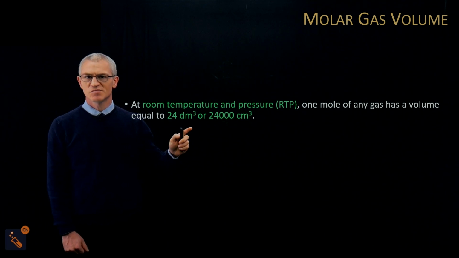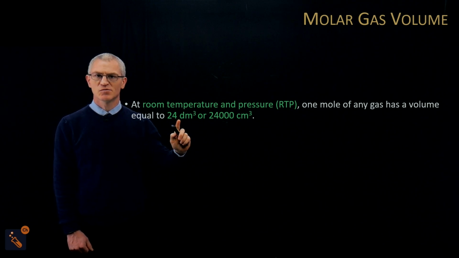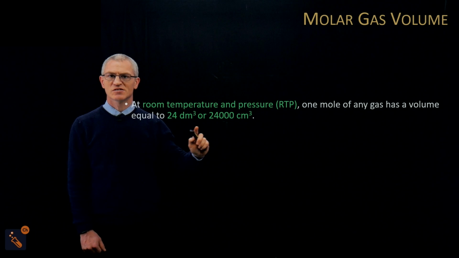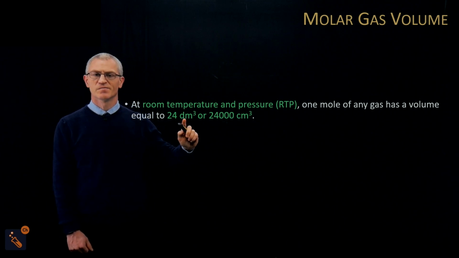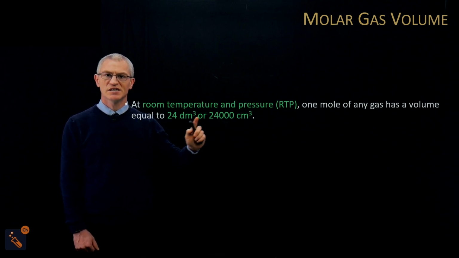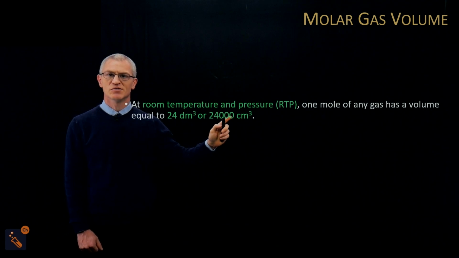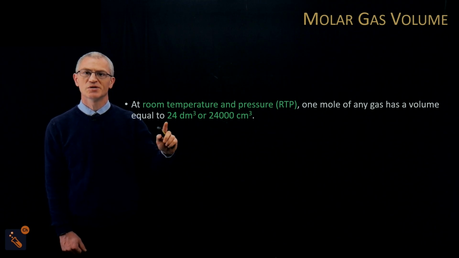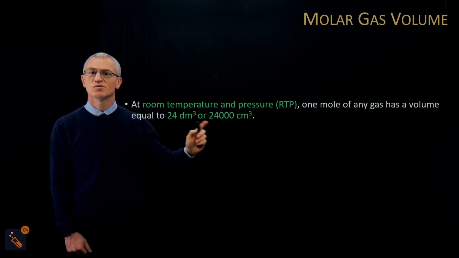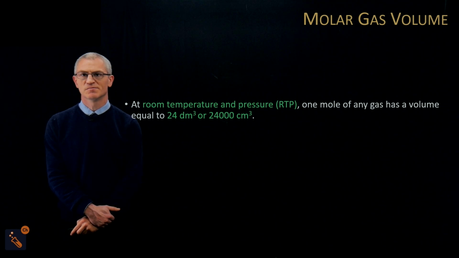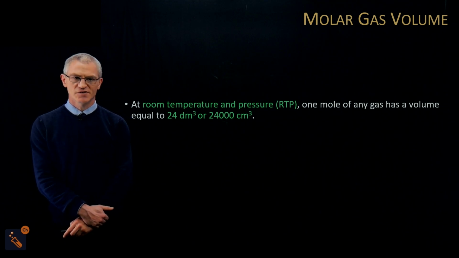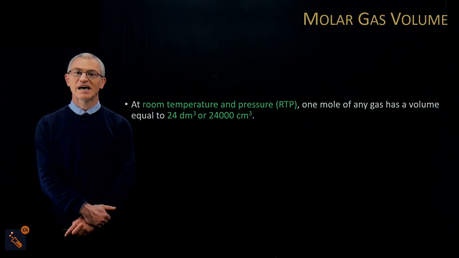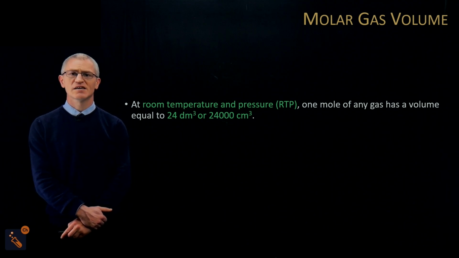Now, 1 decimeter cubed is 1,000 centimeters cubed. So if you want to go from decimeters cubed to centimeters cubed, you have to times by 1,000. So 24 times 1,000 is 24,000. That means 1 mole of any gas at room temperature and pressure will be equal to 24 decimeters cubed or 24,000 centimeters cubed.